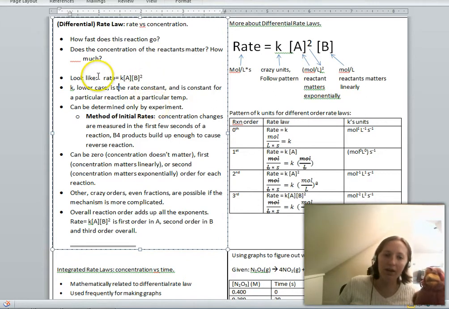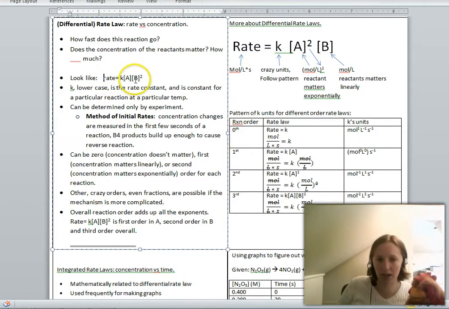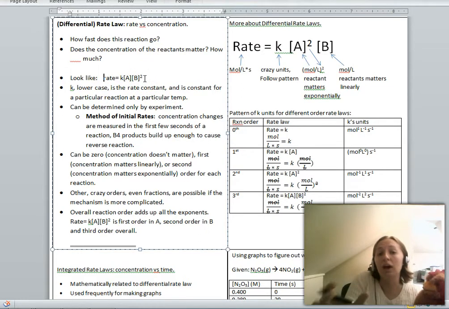The way that you figure out what your rate law is, which is really important, is by doing it in lab. You can't just look at the reaction and guess what the rate law is going to be. You have to actually run the reaction, change the concentration and see what the effect is, then change the concentration of the other thing and see what the effect is. That data is what you use to figure out your rate law. And once you've gotten that rate law, you can use it to figure out maybe what your mechanism is, which is what we talked about last time.